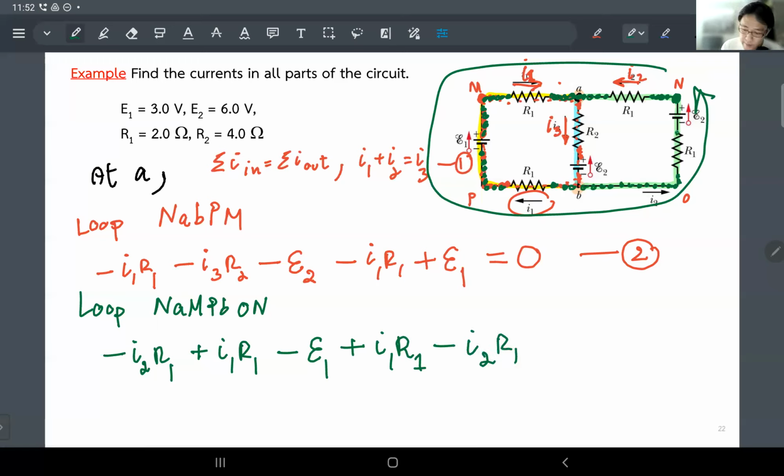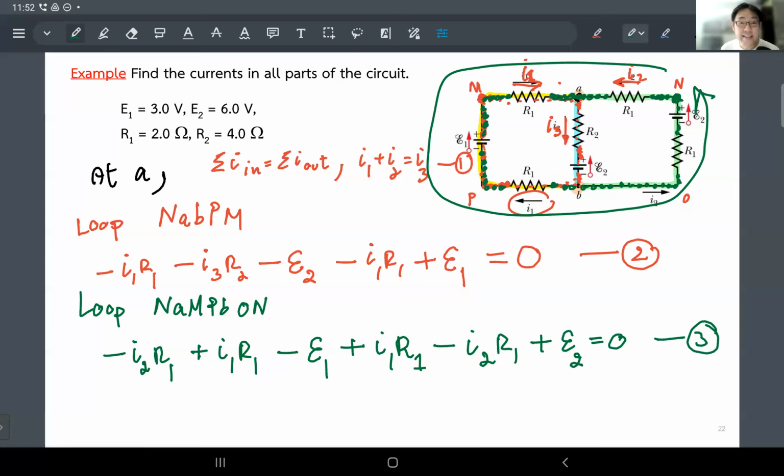Keep going. I'm hitting the negative terminal of E2, going to positive terminal. I'm going uphill, plus E2. I'm back at N. The sum must be 0. That's my third equation. And you are done. Yeah. Oh, not too bad.